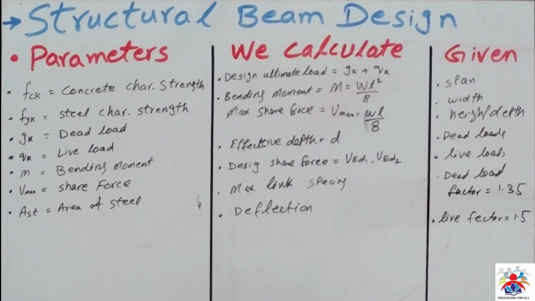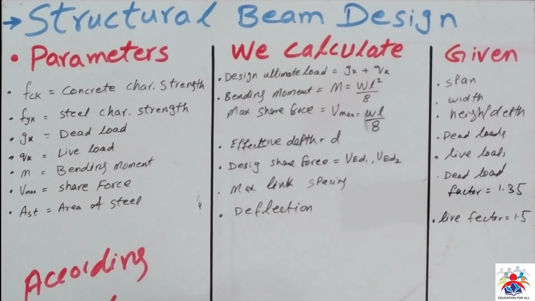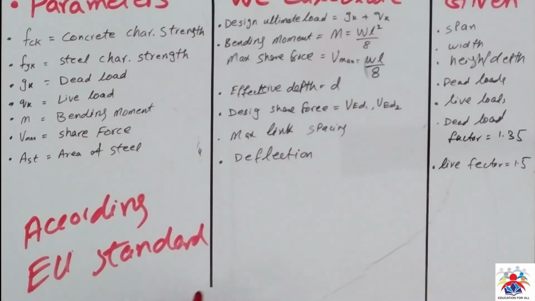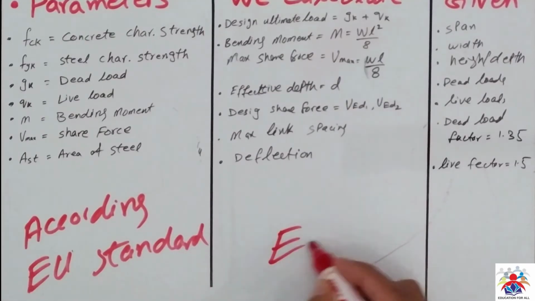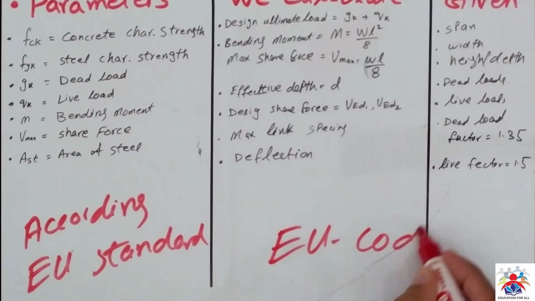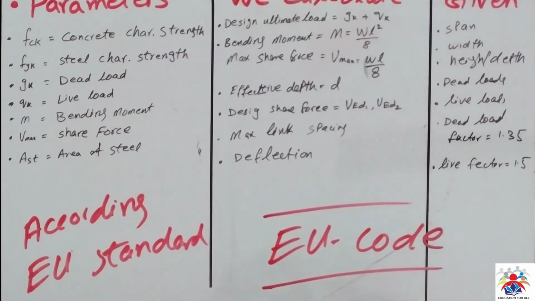So normally these are the fundamental parameters or fundamental things which are given to us. So on the basis of these things we can calculate or we can design our beam. So we are going to design our beam according to Euro standard, so according to EU standard. For that reason we will have to use Euro codes. Okay. So in my further video, I will explain what Euro codes are and how we can utilize them.